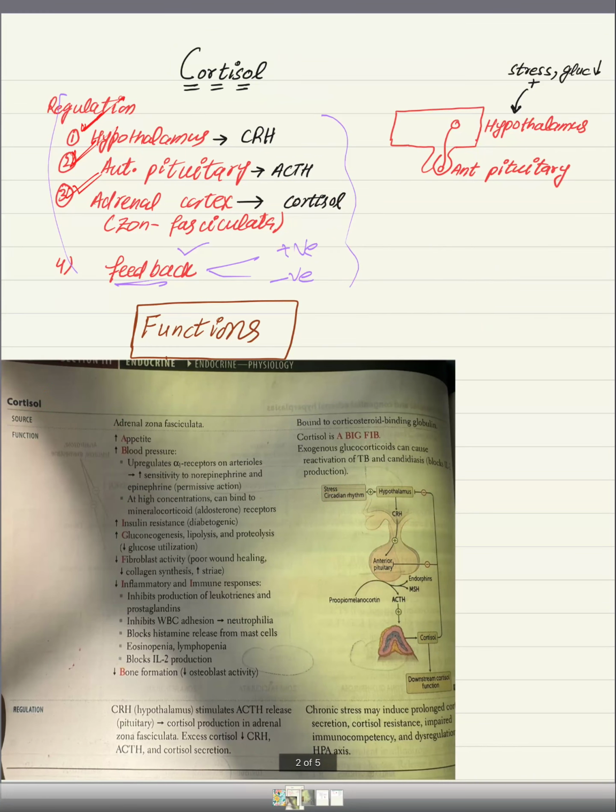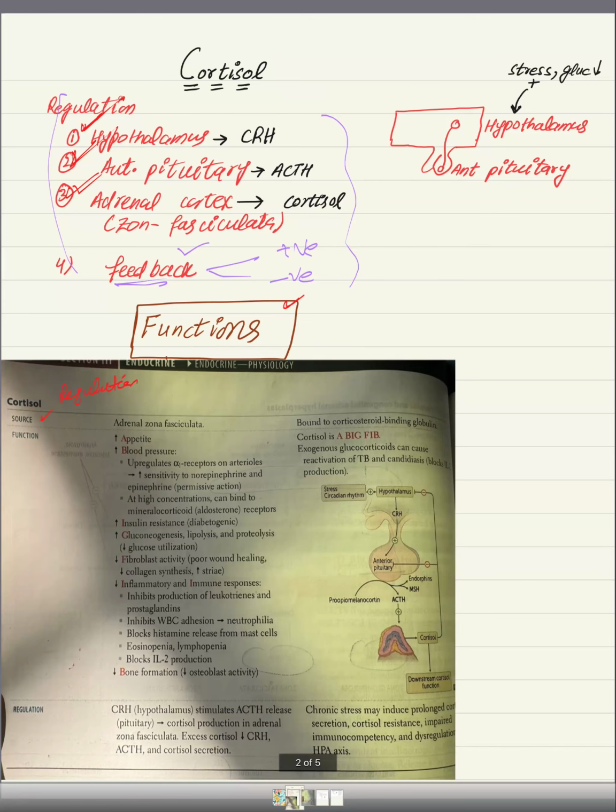You can also note these things in the book, because here they only mention the source. Before studying the source, you have to know the regulation, like how this source is going to produce that hormone. When you study the regulation, then we have to understand the function. And please remember the function with pathophysiology.